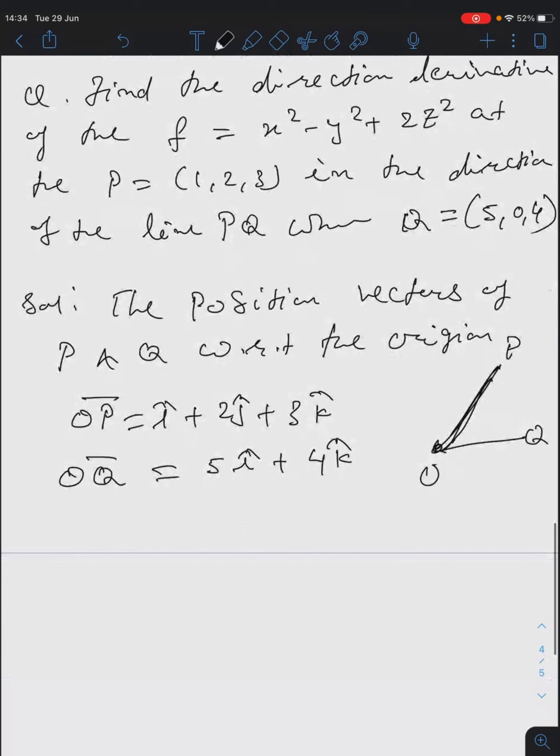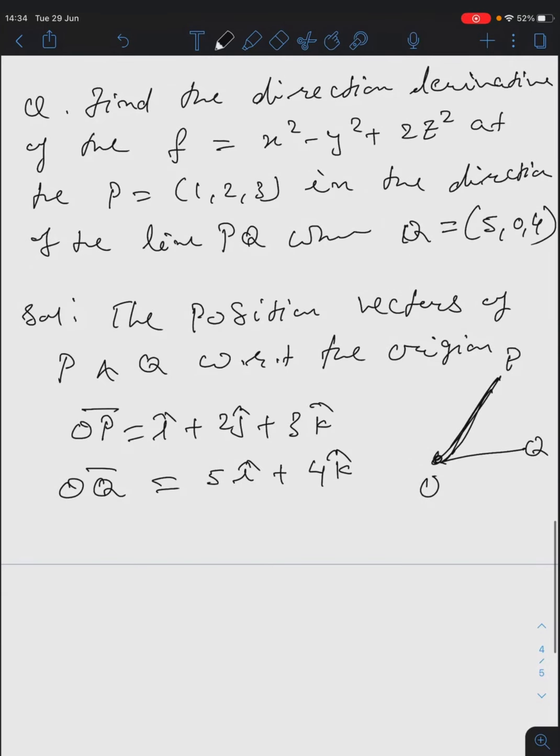Now along the line you have to obtain the direction. So what is the line? PQ bar. What is the position vector of that line? So PQ bar will be equal to what? How will you calculate it? It will be OQ bar minus OP bar. So we should know how to subtract the vectors here.